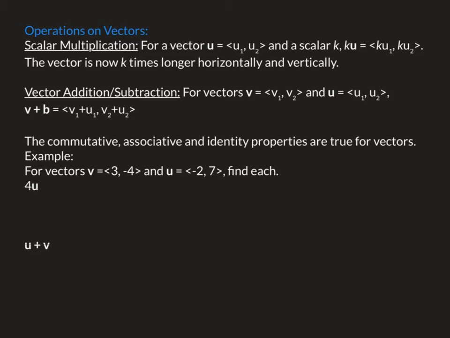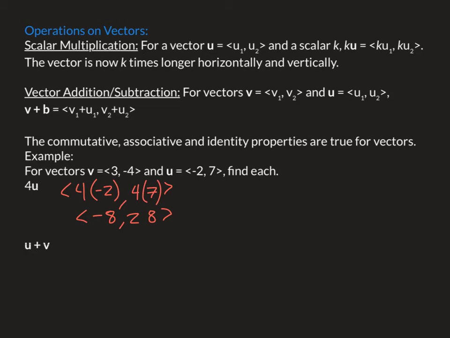Let's look at some examples. If we want to do 4 times vector u, we're going to take 4 times both components, the -2 and the 7. So we're going to get 4 times -2 and 4 times 7. And then we just evaluate. So the vector becomes <-8, 28>. And this vector ends up being 4 times longer, both horizontally and vertically.